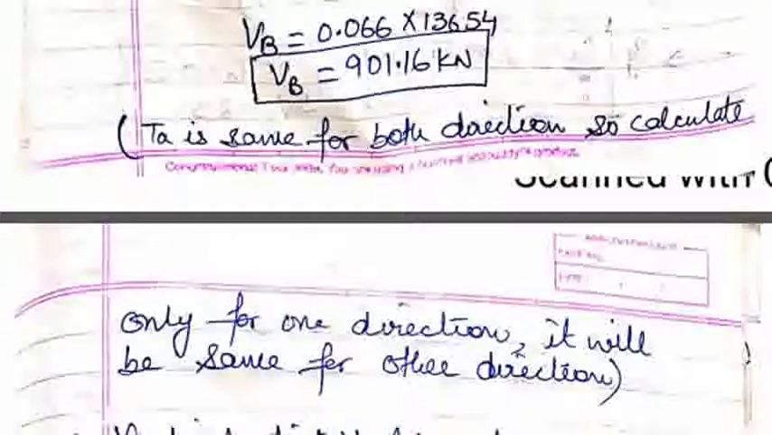If the values in the x direction and z direction are different, then the values of Ta x and Ta z are different. Then the VB is different for both.